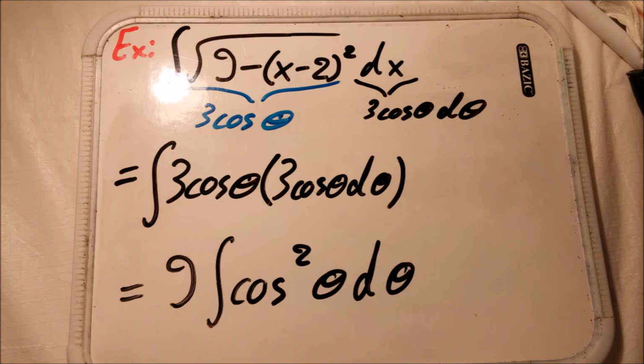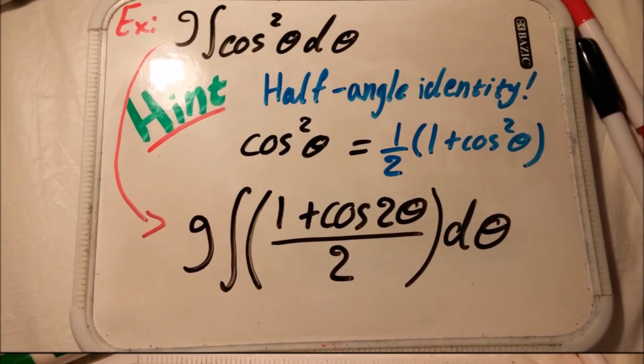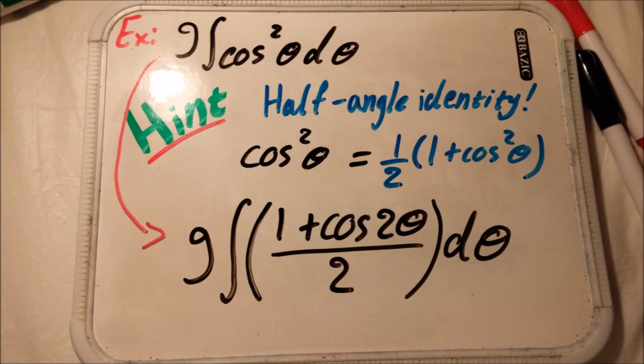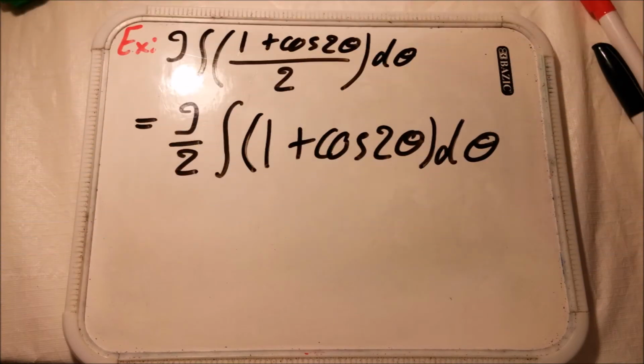When we multiply things out, we get 9 integral cosine squared theta d theta. In order to successfully solve for cosine squared theta, we have to refer back to our half-angle identities, which state that cosine squared theta equals 1 over 2 times 1 plus cosine 2 theta. When we replace, we get 9 integral of (1 plus cosine 2 theta) over 2 d theta, which when we take out the half, we get 9 over 2 integral of 1 plus cosine 2 theta.